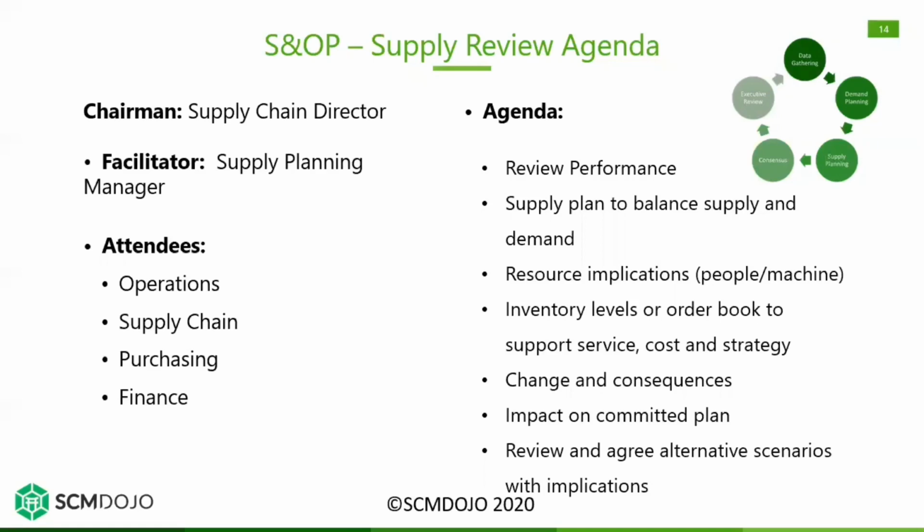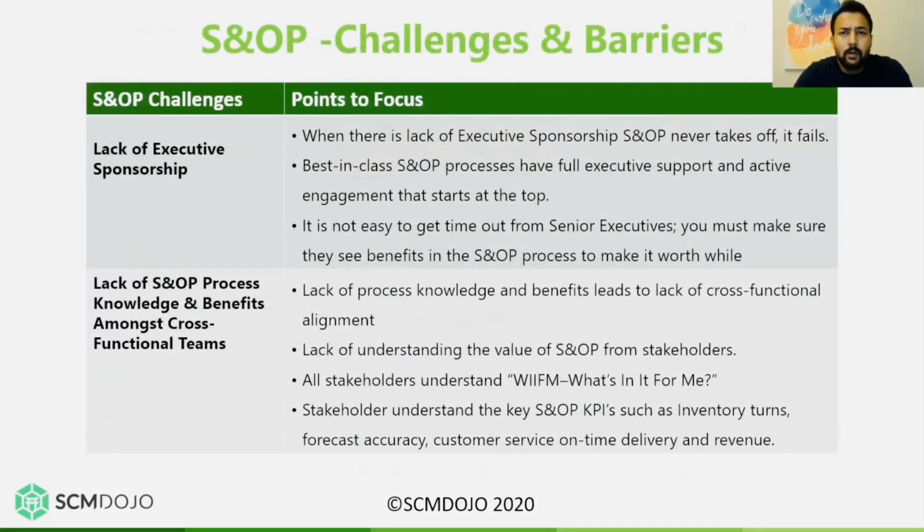a very nice lean event, and converting. I will talk about what the key challenges and barriers are that you're going to face in S&OP deployment. The first one is a lack of executive sponsorship. When there is a lack of executive sponsorship, S&OP never takes off. That is true, and I've seen a good example and a bad example, where executives are not backing it up. They don't see a value, and no matter what you do, it's not going to fly. So executive sponsorship and backing is super critical.